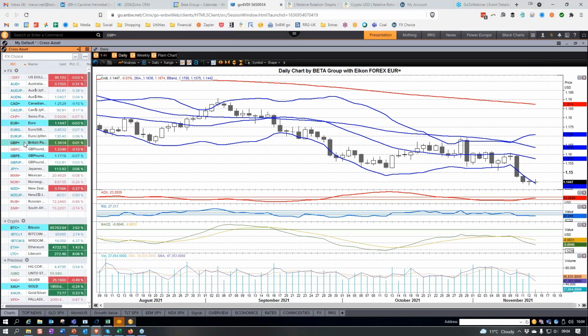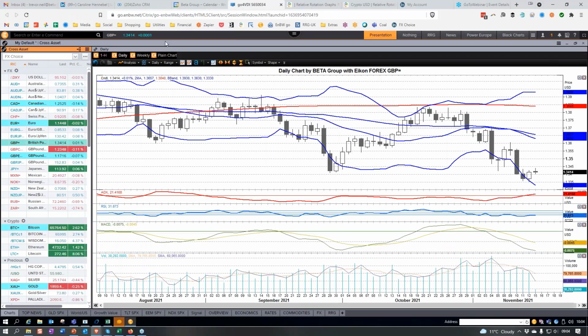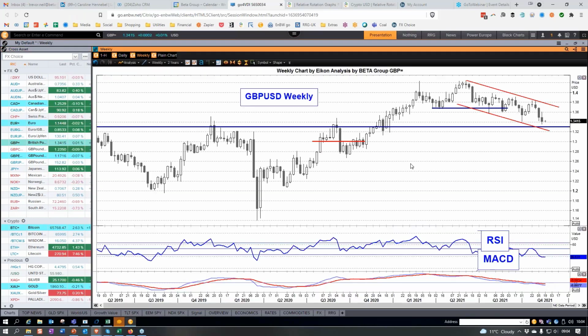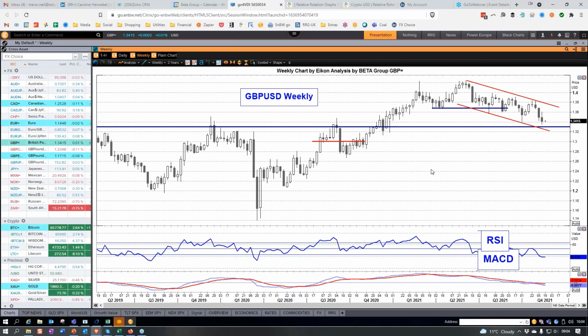Looking to the pound sterling. Again, let's start with a weekly chart here. We're in the same boat here, but we're moving down a channel. But this, unlike the euro, is close to support.